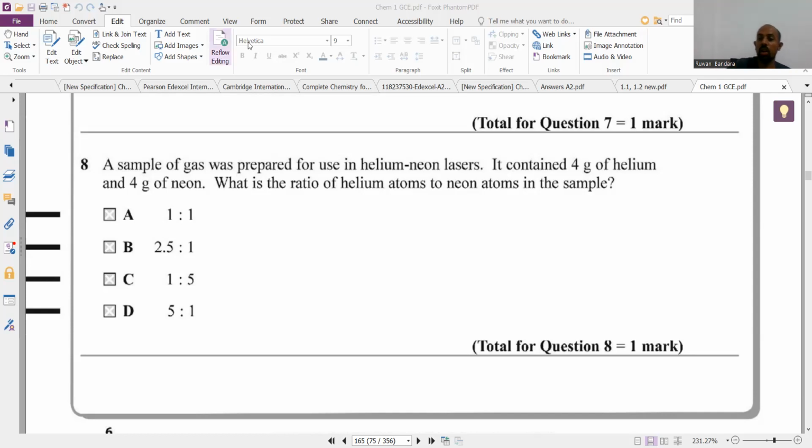Can I know the answer? Who are voting for A? No one. Who are voting for B? No one. Who are voting for C? No one. And who are voting for D? No one. Very good.